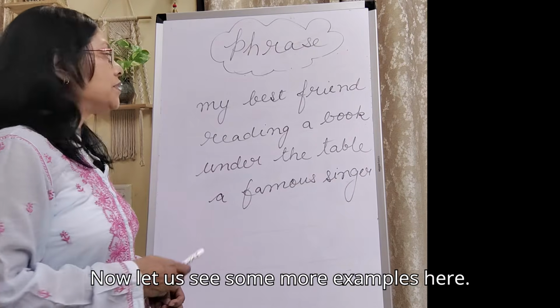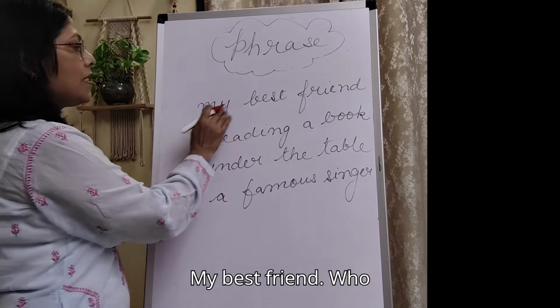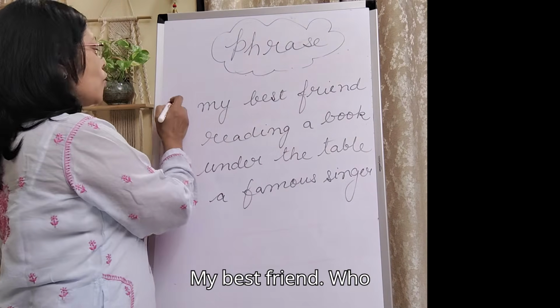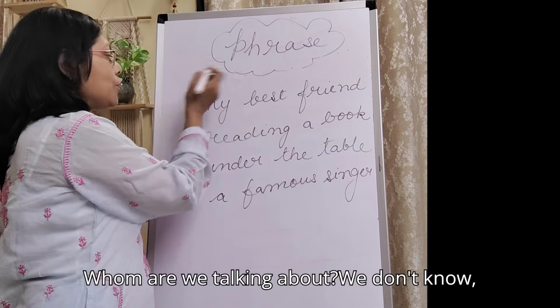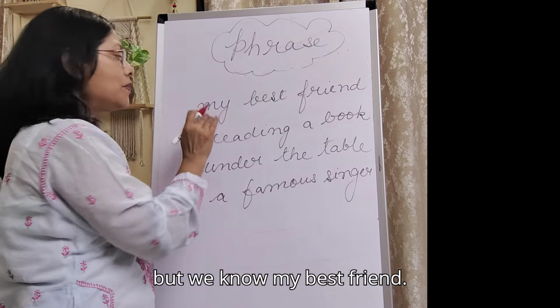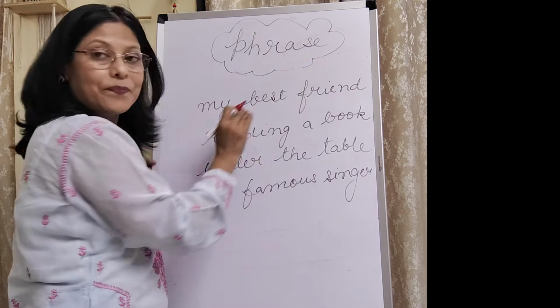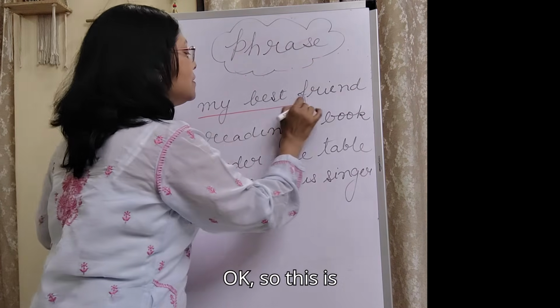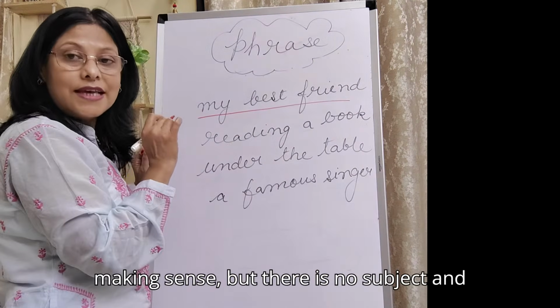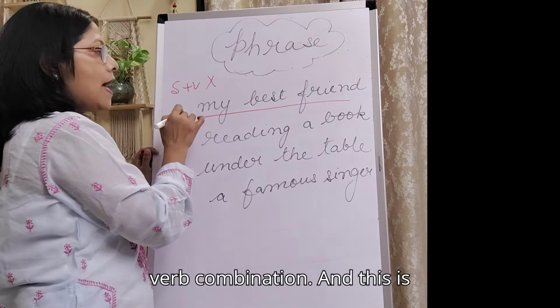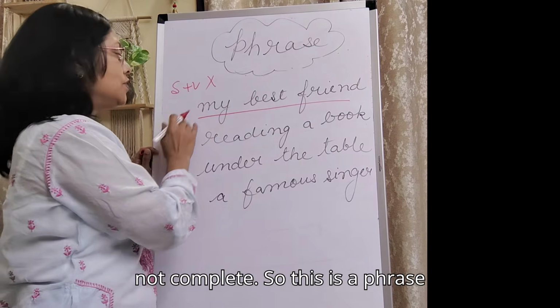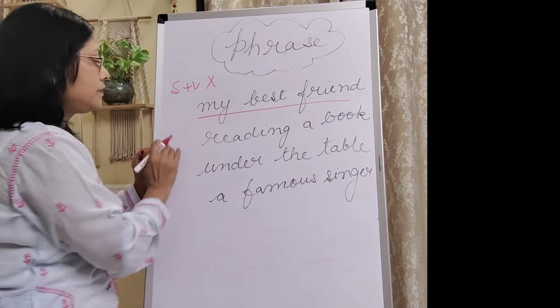Now let us see some more examples here. My best friend. Who or what is missing? Subject is missing. Whom are we talking about? We don't know. But we know my best friend. Okay, so this is making sense, but there is no subject and verb combination, and this is not complete. So this is a phrase.